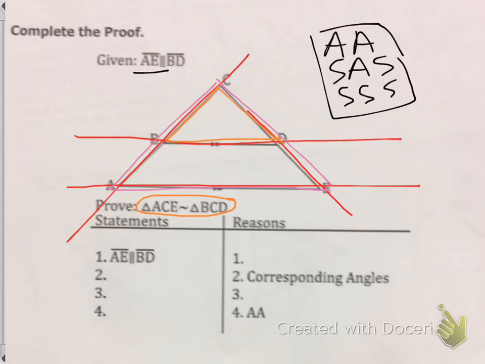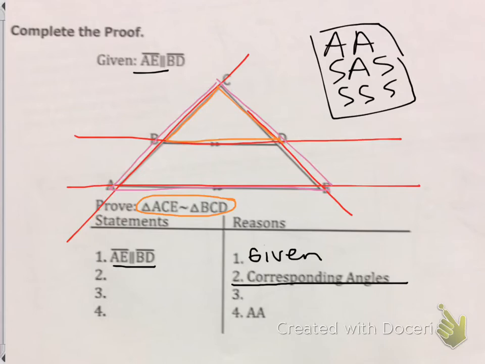The given says AE is parallel to BD. I already kind of showed you that we have parallel lines marked with a transversal there. So down here on this proof, they give you that information. That reason would be given information. So we're just going to write that they gave us that information and then complete this proof. The next reason they gave us is that we have corresponding angles.